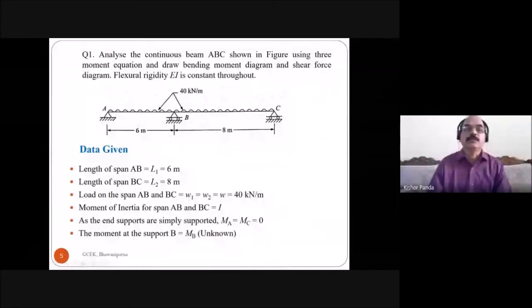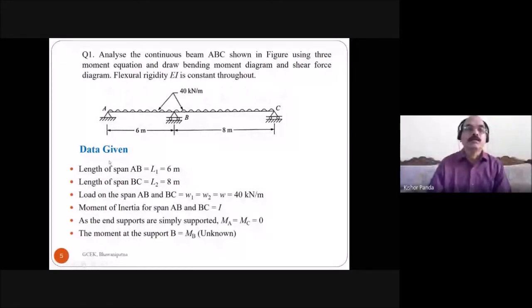This is the continuous beam, a two span continuous beam, with three supports A, B, C. Support A is a hinge support, B is a roller support, and support C is a roller support. The length of span AB is 6 meters and the length of span BC is 8 meters. This is the data given: length of span AB L1 is 6 meters, L2 is 8 meters. Load on span AB is 40 kilonewton per meter, and on span BC the load is 40 kilonewton per meter. The moments of inertia of spans AB and BC are the same, so EI is constant.